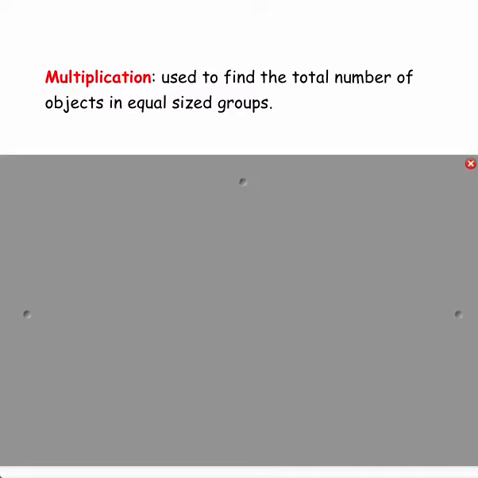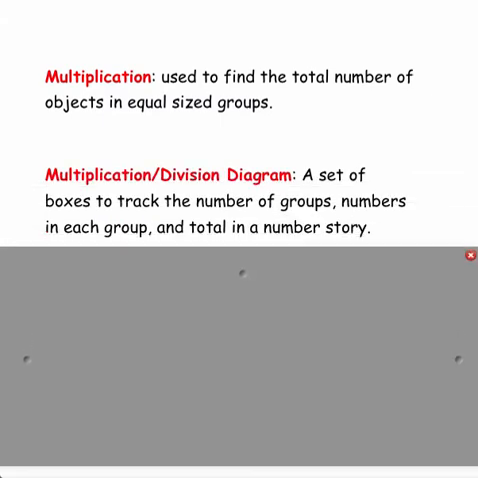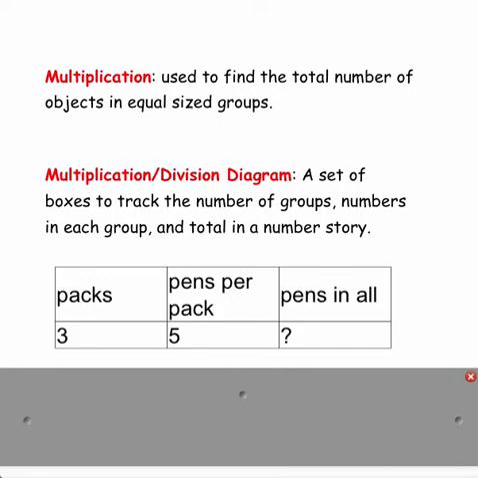There's one other thing we're going to talk about in today's lesson, and that is a multiplication and division diagram. This is a set of boxes used to track the number of groups, numbers in each group, and total in a number story. Basically, it's a way for you to organize the information when you're trying to solve a story problem. I'm going to show you an example. This would be a multiplication division diagram for a story problem involving pens. 3 packs of pens, there would be 5 pens per pack in this example. And the person would be trying to figure out how many pens there would be all together.